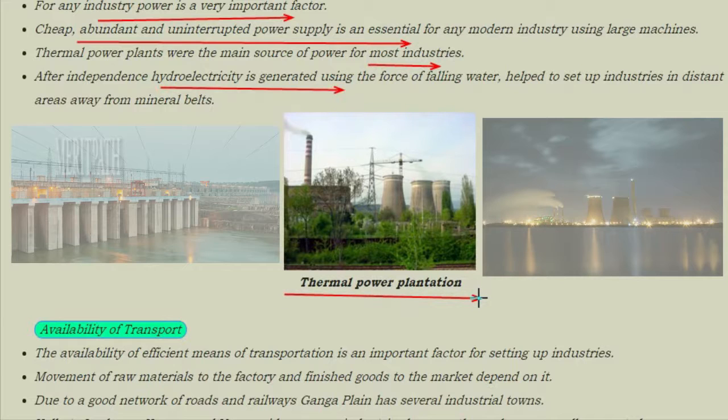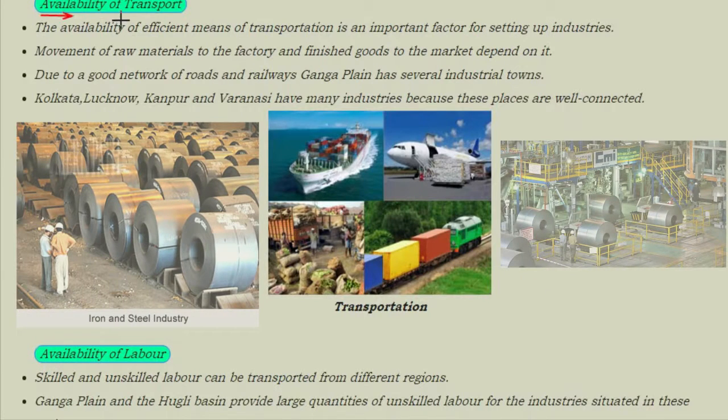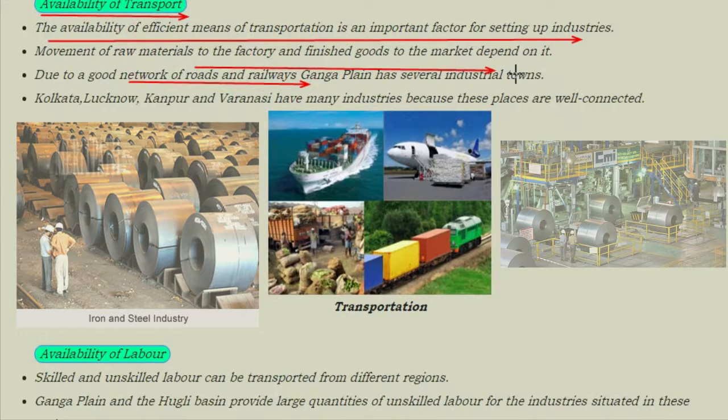For hydroelectricity, let us take the example of Nagarjuna Sagar Dam and Bhakra Nangal Dam, which provide hydroelectricity by the force of falling water. Coming to the next necessity, that is availability of transport. The availability of transport is an important factor for setting up any industry. Due to a good network of roads and railways, the Ganga Plain has several industrial towns. Movement of raw materials to the factory and finished goods to the market depends upon transportation. Kolkata, Lucknow, Kanpur and Varanasi have many industries because these places are well connected by road, rail and air networks.